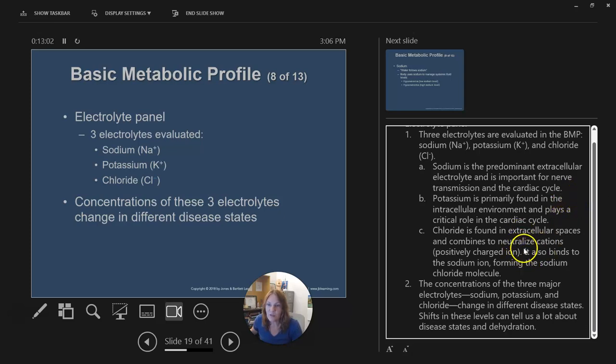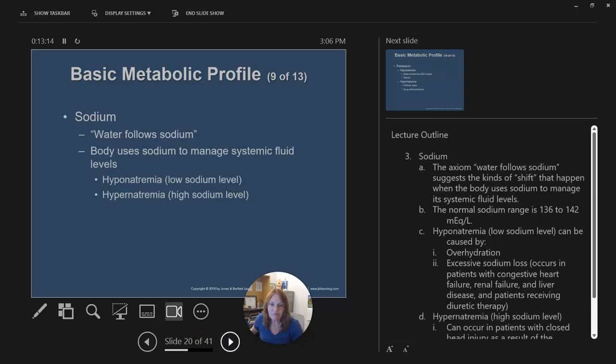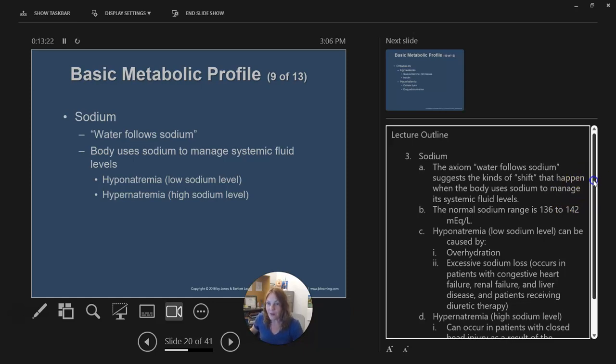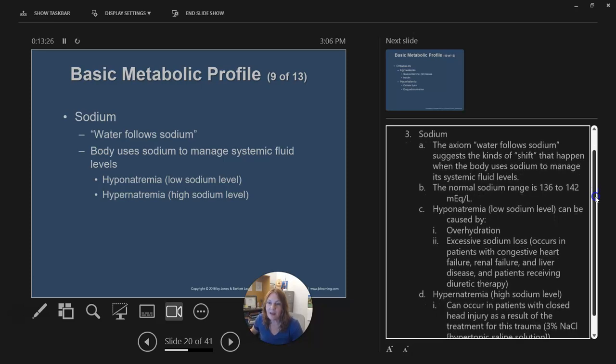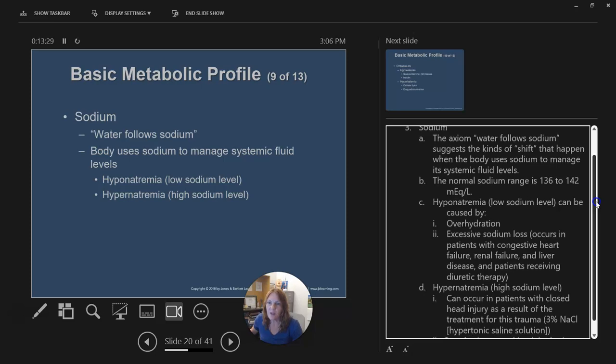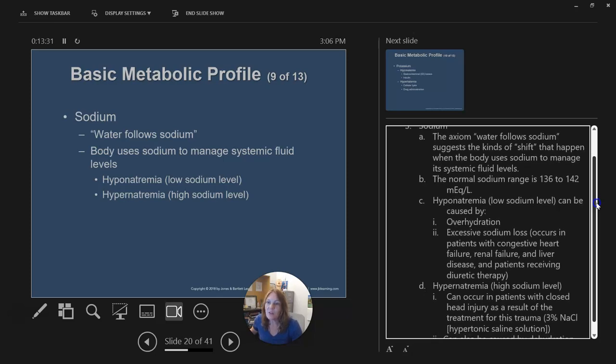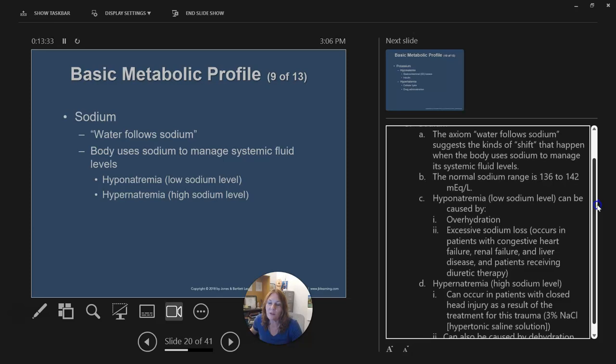The concentrations of the three major electrolytes, sodium, potassium, and chloride, change in different disease states. Shifts in these levels can tell us a ton about disease states as well as dehydration. So our sodium, the axiom: water follows sodium. This suggests the kind of shift that happens when the body uses sodium to manage its systemic fluid levels. The normal sodium range is 136 to 142 milliequivalents per liter. It's 136 to 142.